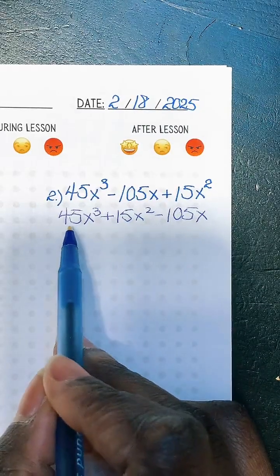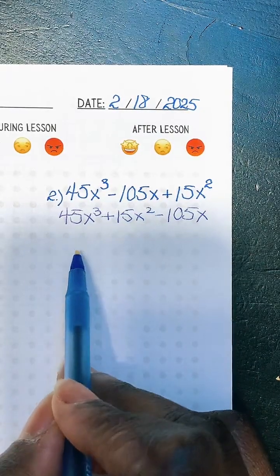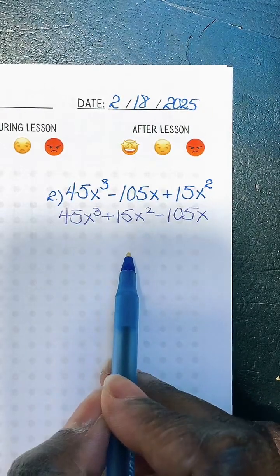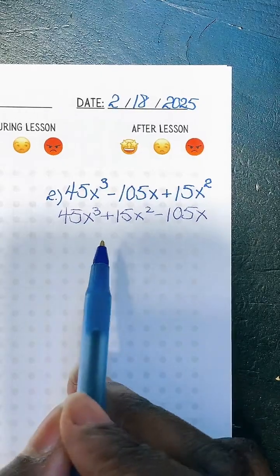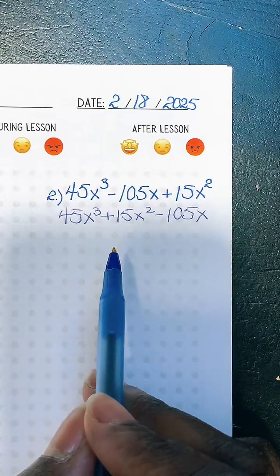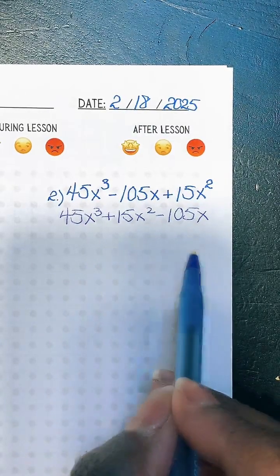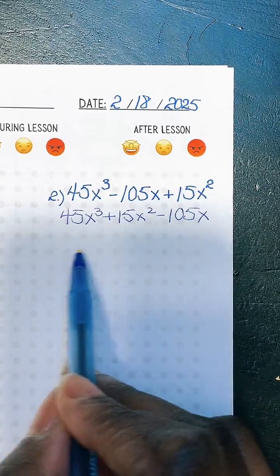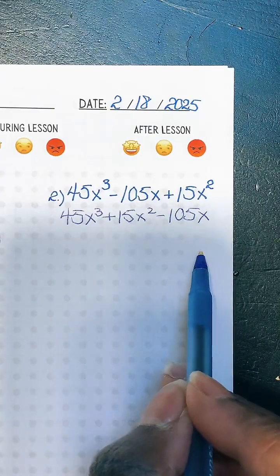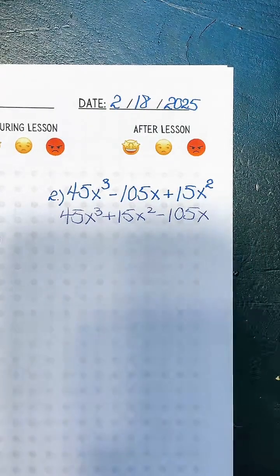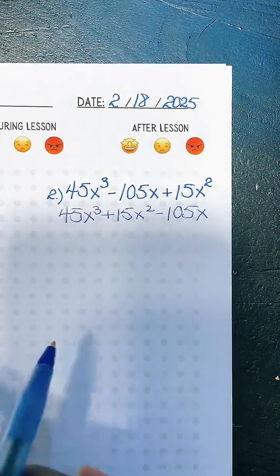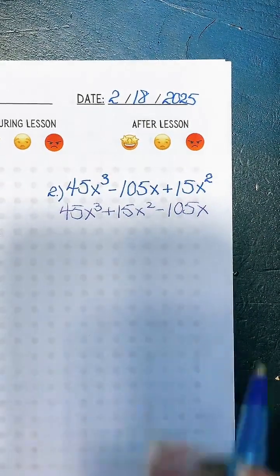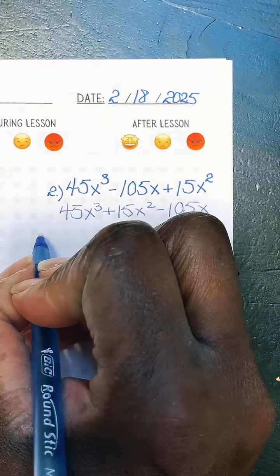Because if I divide the 45 by 5, I'm going to have 9. If I divide the 15 by 5, I'm going to get 3. And if I divide my 105 by 5, I'm going to get 21. So 9, 3, and 21, they all have a number in common, which is 3, all right? So that's telling me that I have a bigger number than 5. So now let's try our 15.